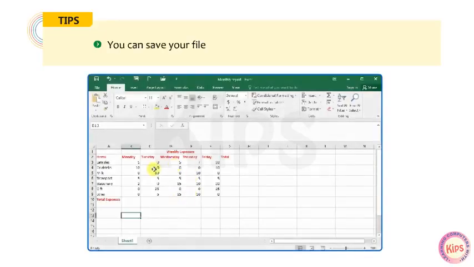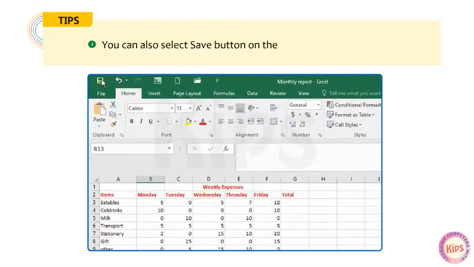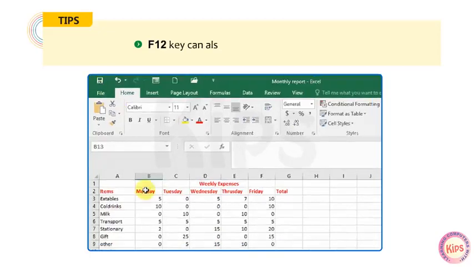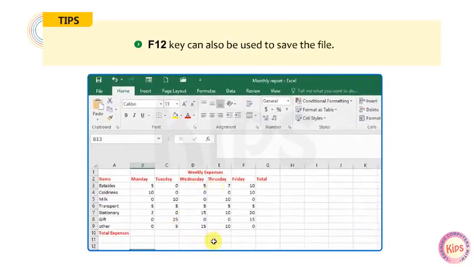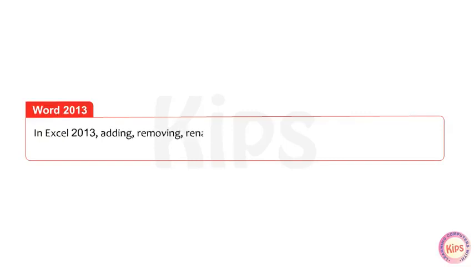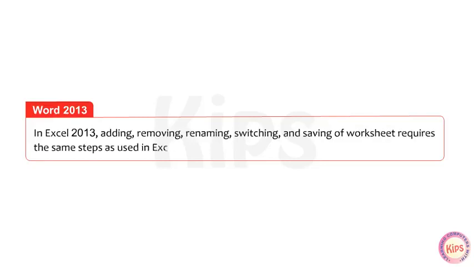Let me share some interesting shortcut keys with you. You can save your file by using the Ctrl+S key combination. You can also select Save button on the Quick Access toolbar. F12 key can also be used to save the file. Also note the fact that in Excel 2013, adding, removing, renaming, switching and saving of worksheet requires the same steps as used in Excel 2016.